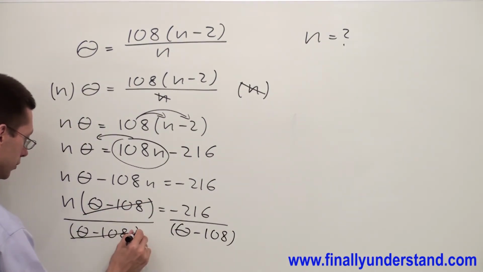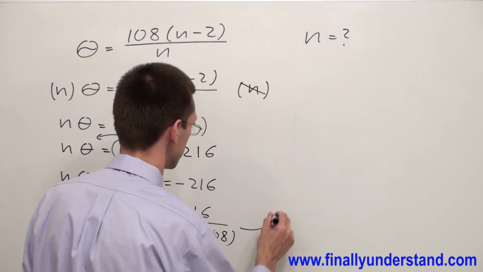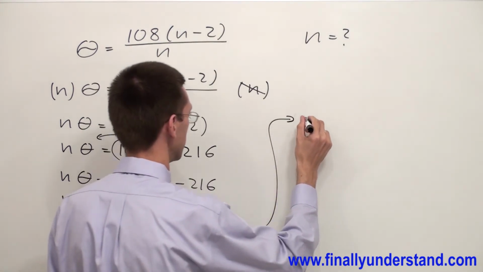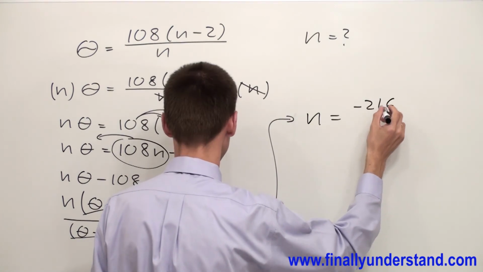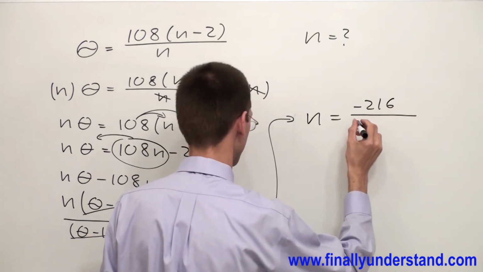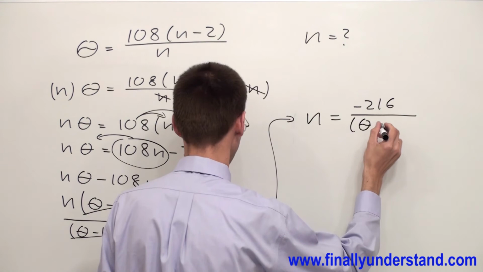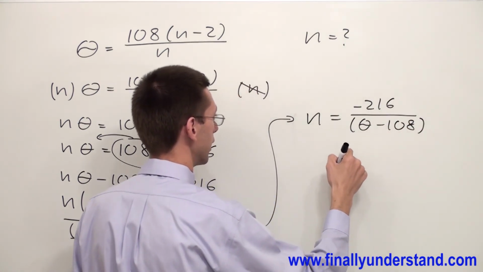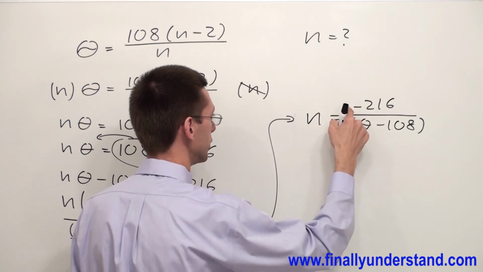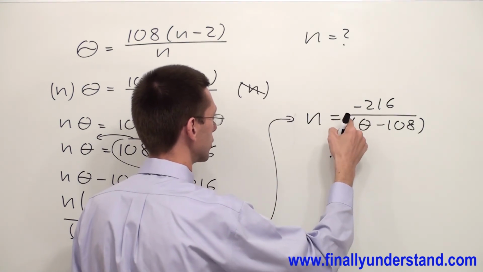The parentheses are going to cancel out, okay? And I'm going to end up with n equals minus 216 over theta minus 108. Okay? Now, many students ask me, what's going to be the answer?